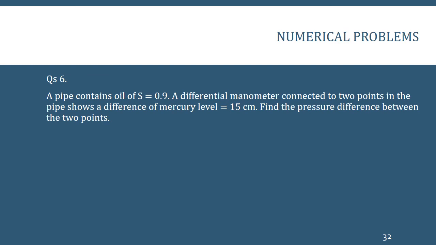Okay, this is a simple question. Pipe is containing oil of S equal to 0.9 and a differential manometer is connected to 2 points in the same pipe, which means that the two pipes are at the same level. Okay, the differential manometer is connected at the same level to two different points, and the difference in mercury level is 15 centimeters. Find the pressure difference between the 2 points.